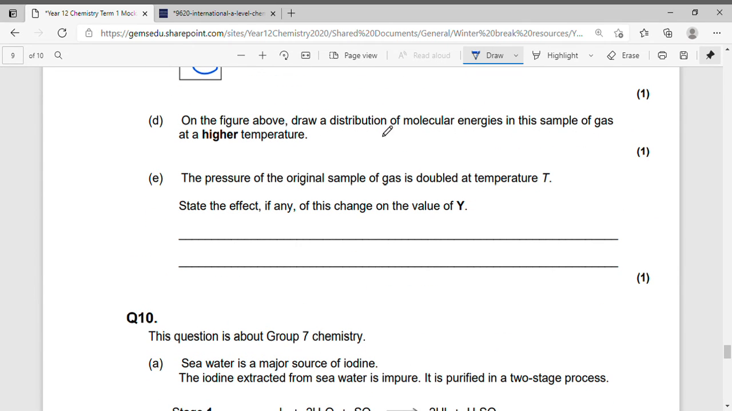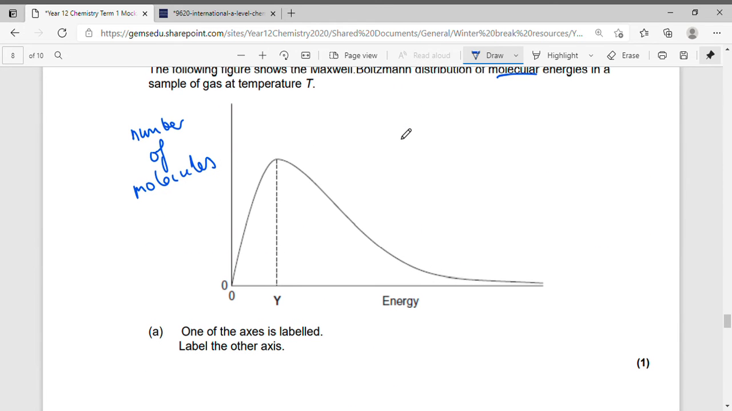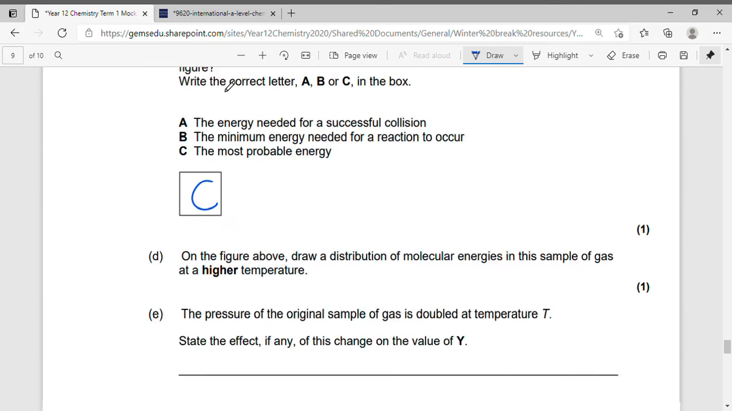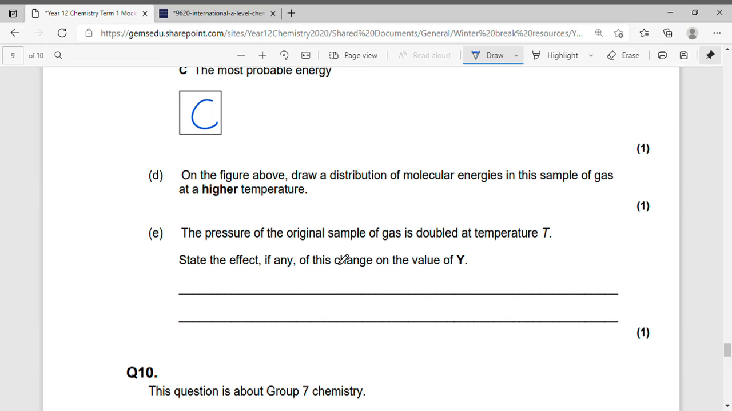On the figure above, draw a distribution of molecular energies in the sample of gas at a higher temperature. We're going to make it flatter. It's relatively the same area. Excellent. The pressure of the original sample of gas is doubled at temperature T. State the effect, if any, of this change on the value of Y. No effect, I think.